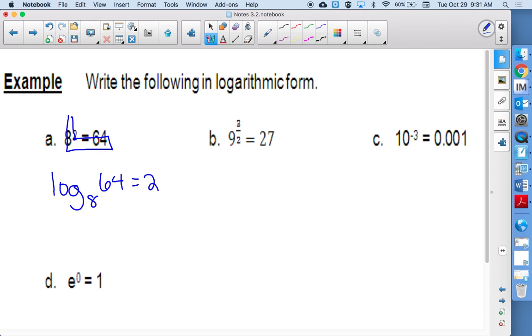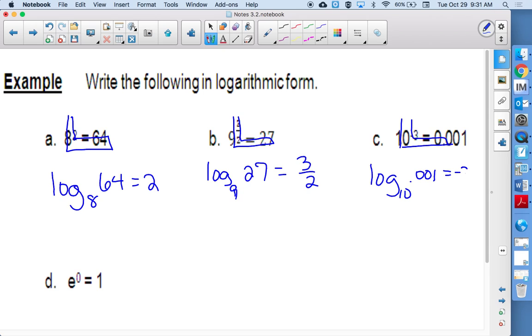So if I make an L and then I cross, go over the equal sign and then come back up. So 9 would be my base, and then the 27 and then the equal sign and then 3 halves. Yeah, that works. Again, if it works for you, great. If not, that's okay. If you can just convert it, that's fine. So my base is 10, over to the 0.001, then the equal sign, and then I would come back up. So 10 to the negative 3 equals 0.001.